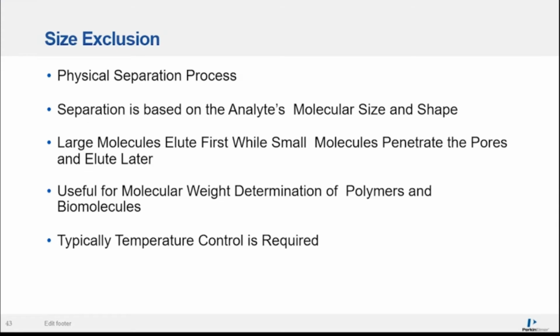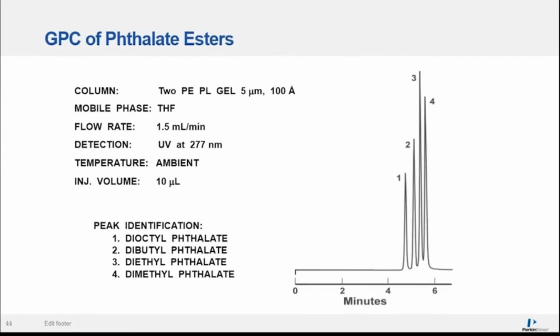Just to demonstrate the point, here is an example where we are separating phthalates. And again, the larger phthalates come out first. The dioctyl first, followed by the dibutyl, followed by the diethyl, followed by the dimethyl. And that's about all I really want to say today about column selection. Again, we will be presenting another webinar at the end of the month that will talk in much more detail about columns.